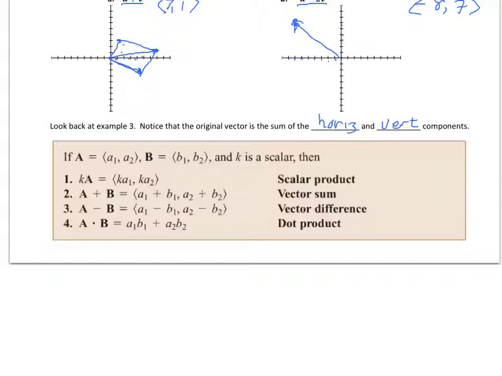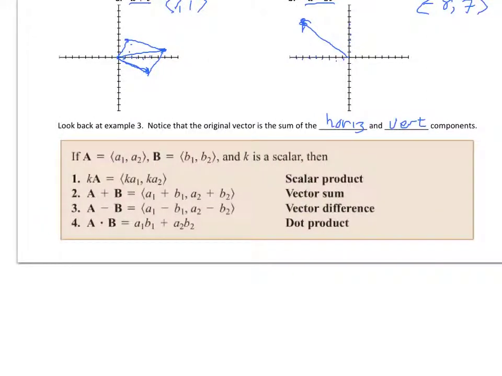Now, the next thing that we'll want to start talking about is what is called the dot product of a vector. With vector sum, we added them, with vector difference, we subtracted them. With the dot product, or you could say vector product, but it was shortened to dot product, you simply multiply the horizontal components and the vertical components, and then we add them together.